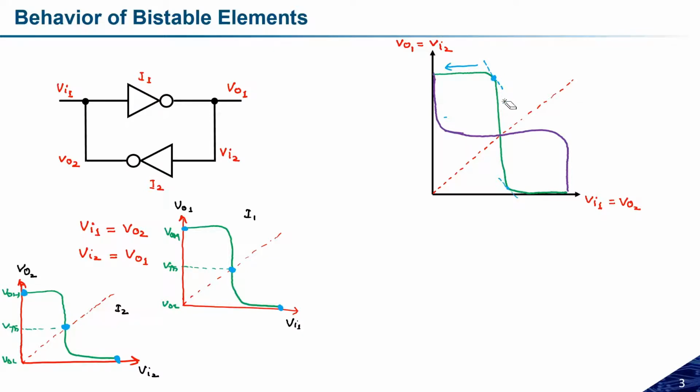So if we consider this particular node, at this point the gain will be less than 1. Similarly, if I'm talking about this node, at this node as well the gain will be minimum, or it will be less.